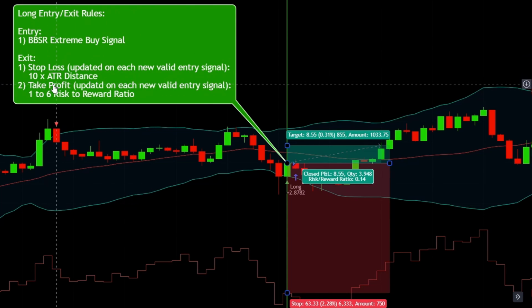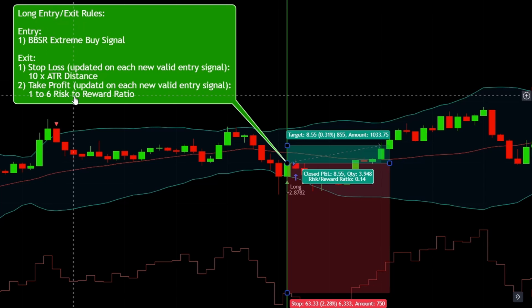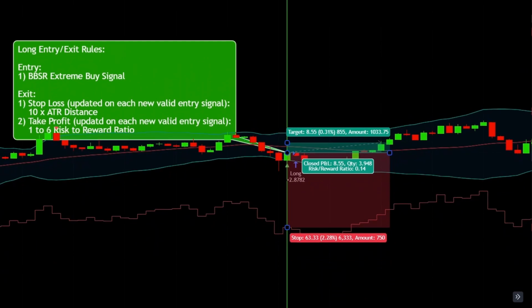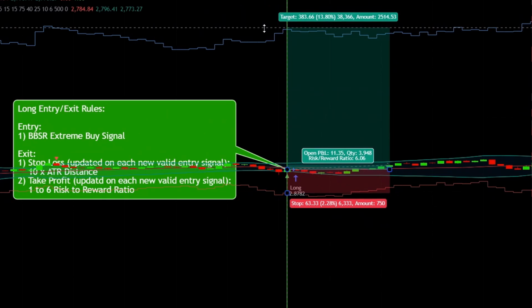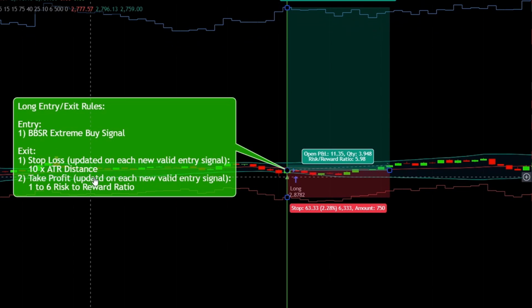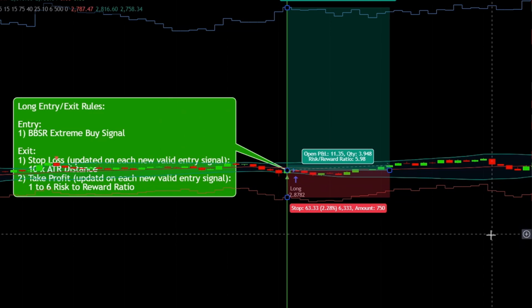For the take profit, we will set it to a 1:6 risk to reward ratio, which is a 60 times ATR distance. So if we zoom out, this blue line will be our take profit level. Here again, you have to keep in mind that the take profit level is updated on each new valid entry signal. And now let me show you what that means.